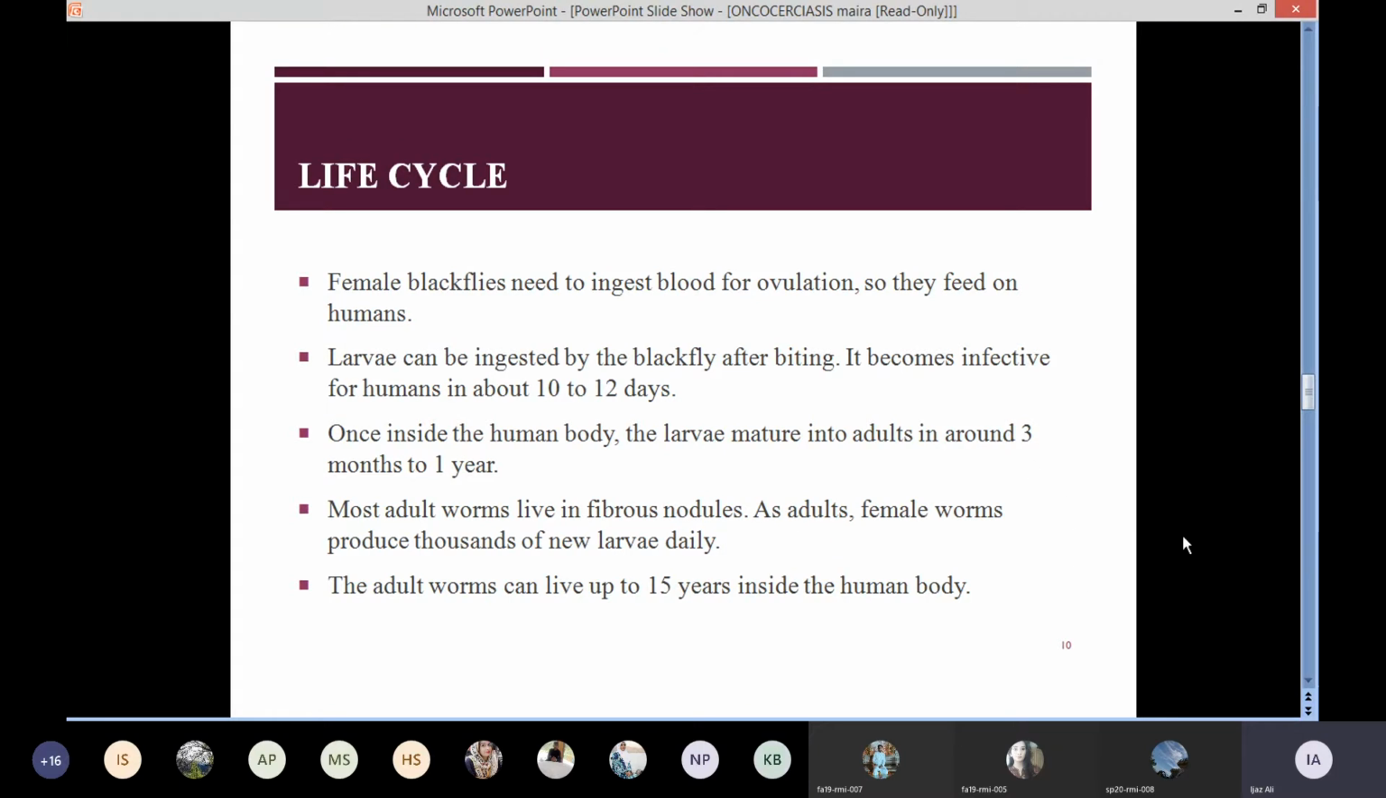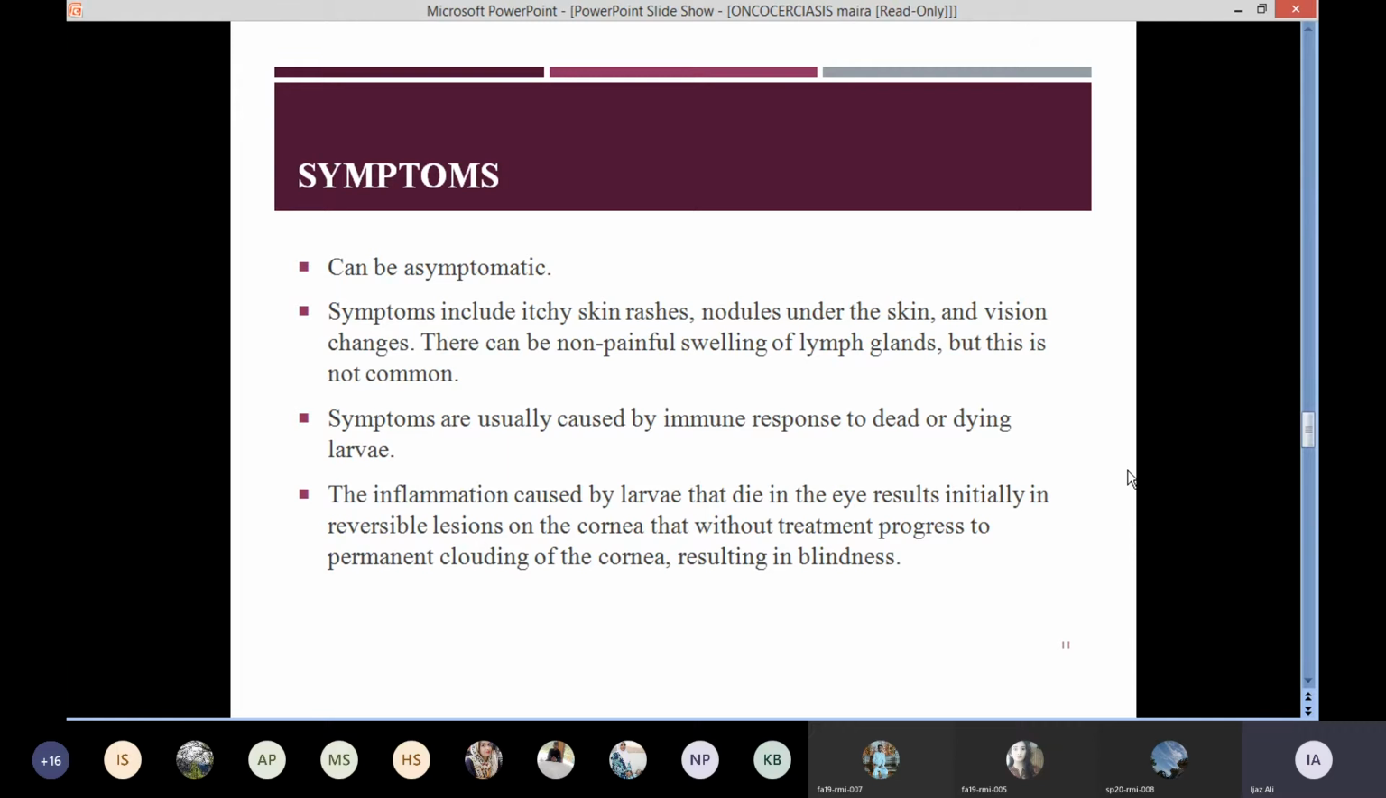During this period, a female can produce worms for as long as 9 years. So it will be reproducing for 9 years, producing new worms in your body. The infections can be asymptomatic, or symptoms include itchy skin, the nodules that we talked about on the skin, and vision changes if it infects your eye. There can also be non-painful swelling of lymph glands, but this is not common.